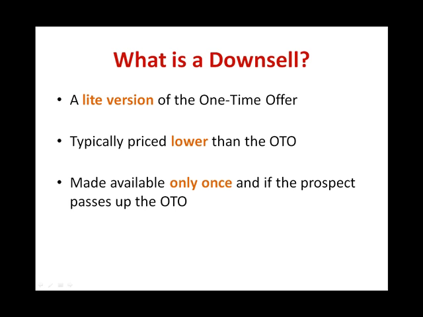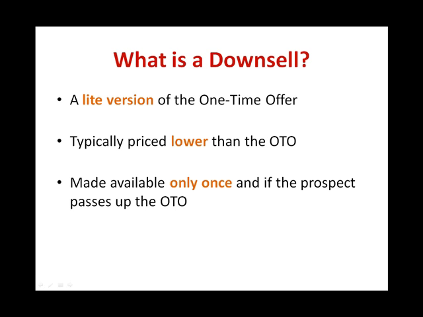You always hear the downsell hand in hand with the one-time offer. A downsell is actually a light version of the one-time offer and is typically priced lower than the OTO. Again, like the OTO, it's made available only once, if the prospect passes up the OTO. So let's say your OTO is priced at $97 for 10 products, some people buy and the rest don't.